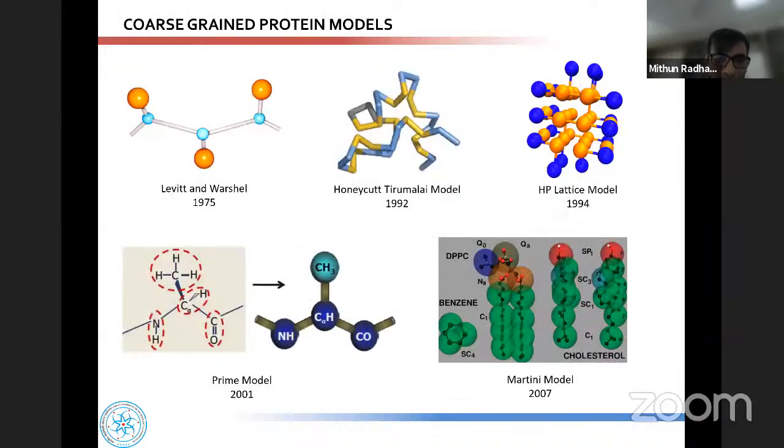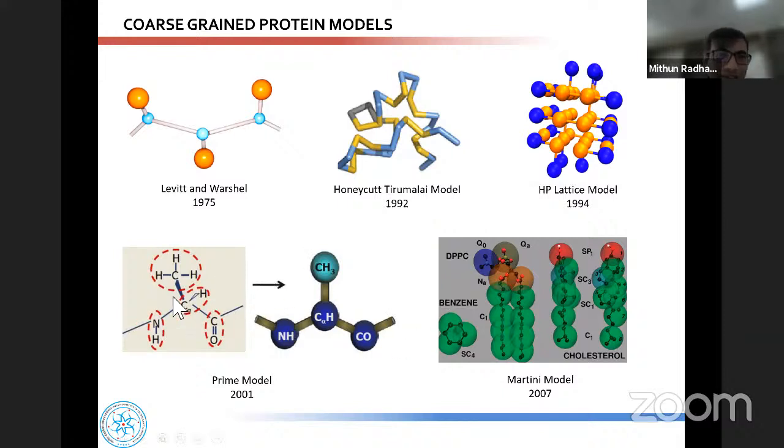And there are many models, right? Currently we are mostly doing MD simulations, but we always try to understand from simple models and then look for that particular aspect in our MD simulation. So these are some of the common models for proteins.